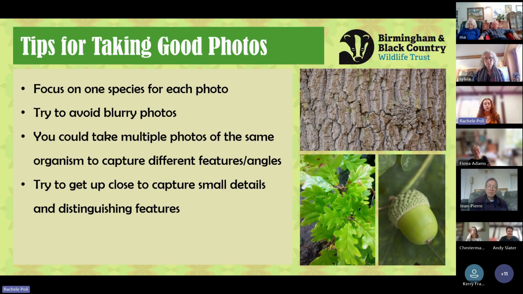You can take multiple photos for the same observation, and that's useful if you need to capture different features that might help you identify something. Like for a tree, you might want to take a photo of the bark, the leaves, and any fruit or flowers. For a fungus, you might want to take a photo of the cap and the gills and the stem. And try and get up close and capture the small details. And zooming in or using a hand lens even can be really helpful there.